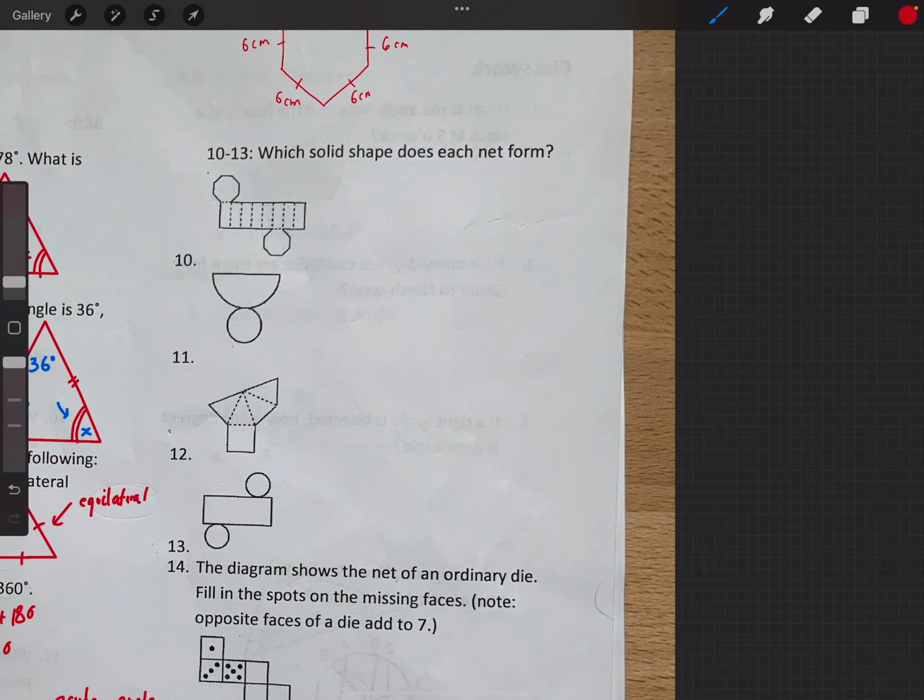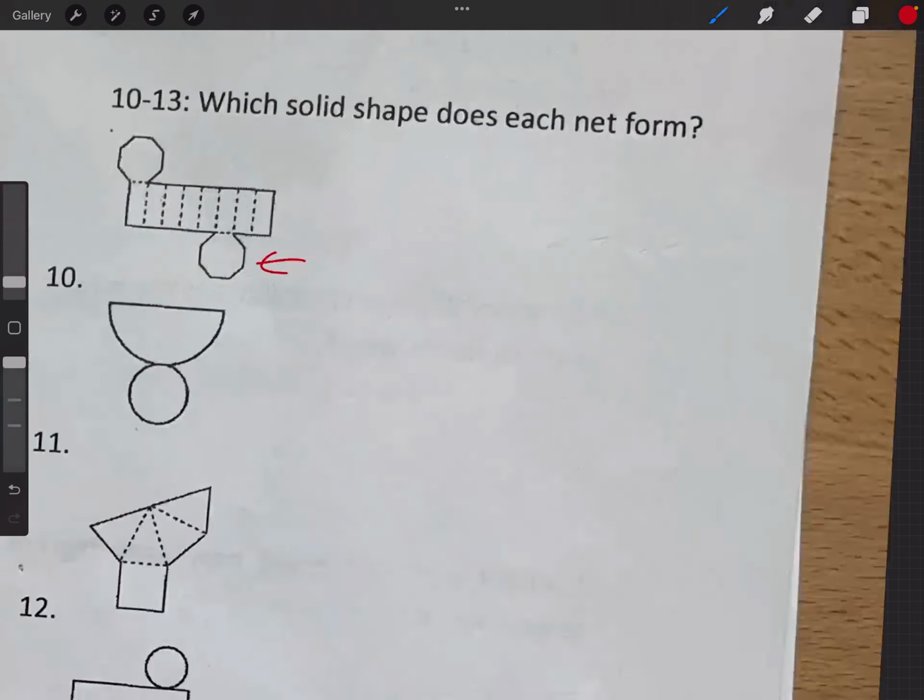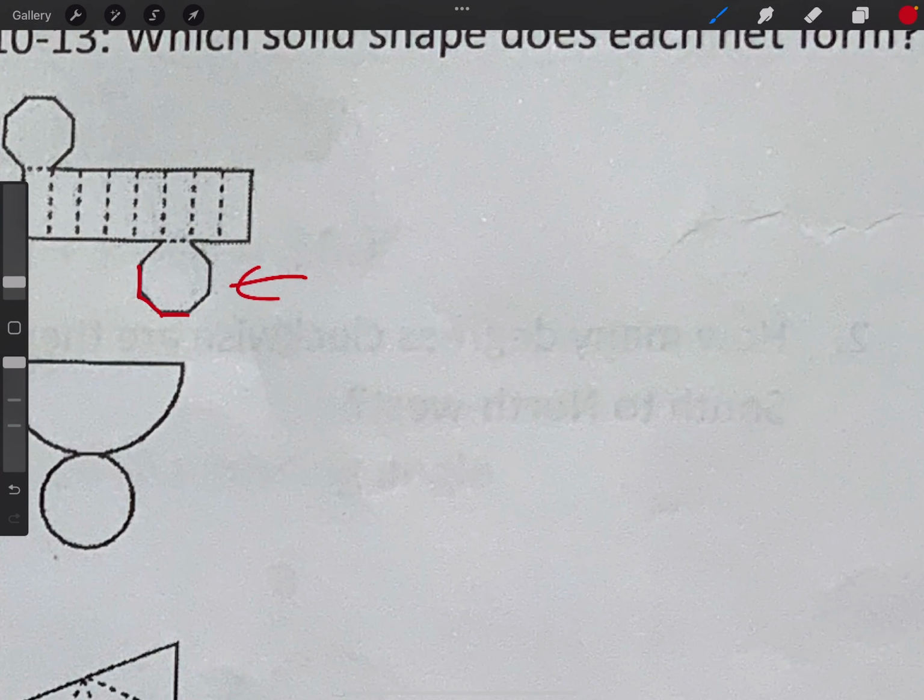Now, which solid shape does each net form? This is an 8-sided shape, and we know that's called an octagon, like an octopus. Octopus has 8 arms, so this is an octagonal prism.